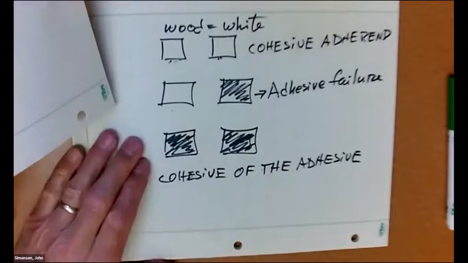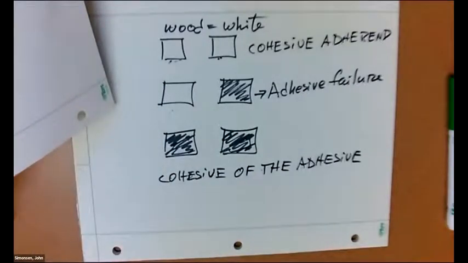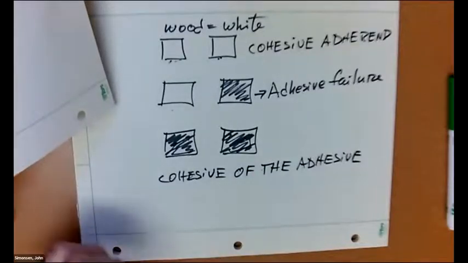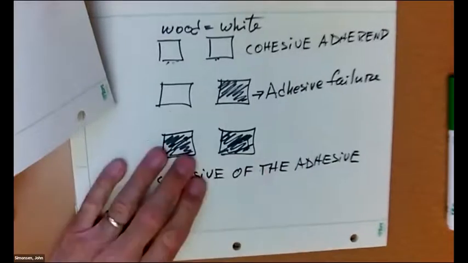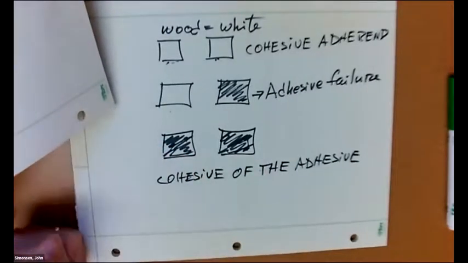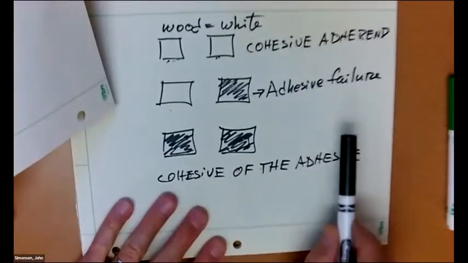So if your adhesive for some reason isn't working, and you take two pieces and do an internal bond test, you pull them apart, open up and look at the fracture surfaces. If you see adhesive on both sides, you call that cohesive failure of the adhesive. So, three different scenarios there.